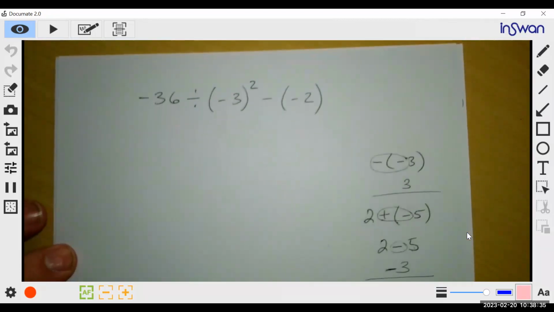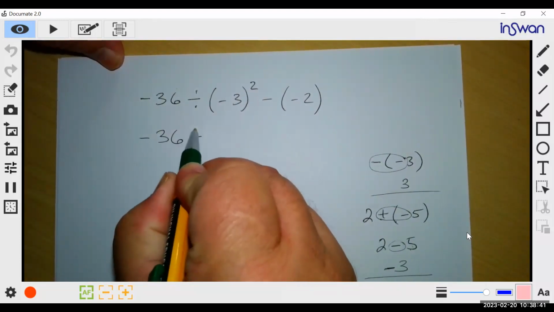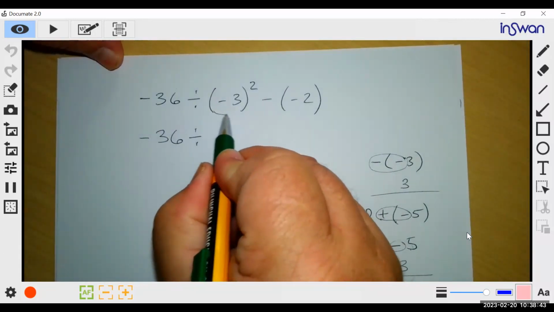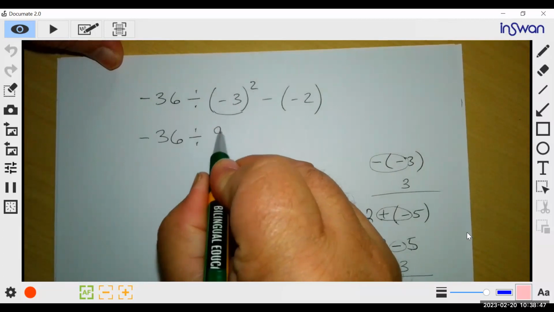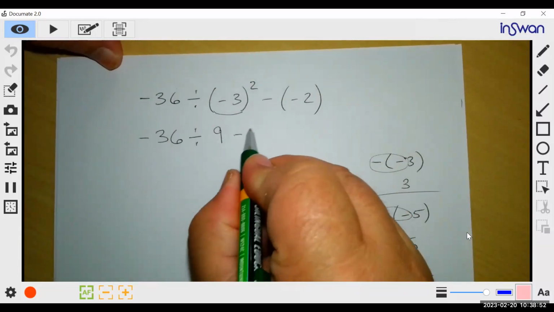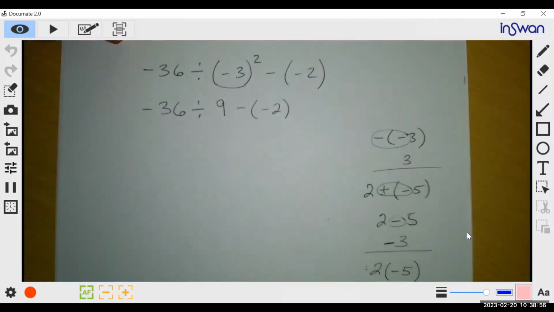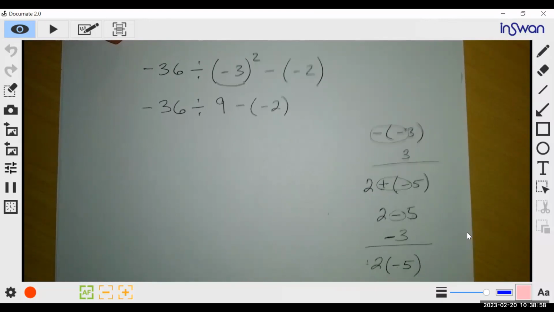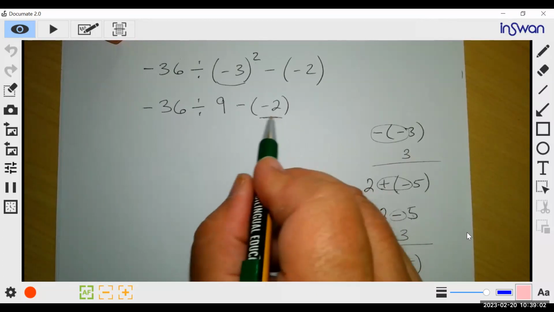All right, let's look at this one. What do you do first? Exponent. So negative 3 squared becomes what? Positive 9. 3 times 3 is 9. What's the next thing we do? Okay, parentheses, nothing, can't do anything there.